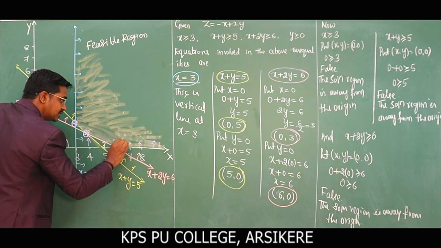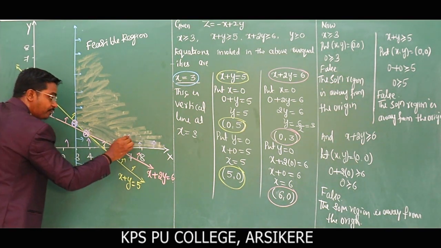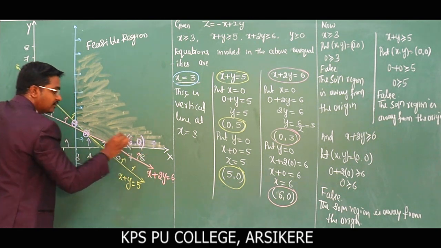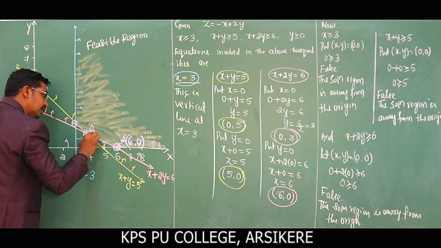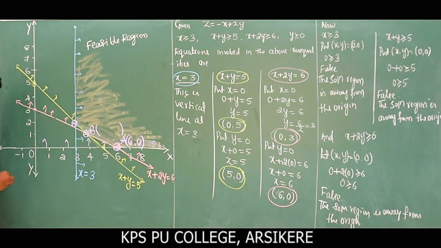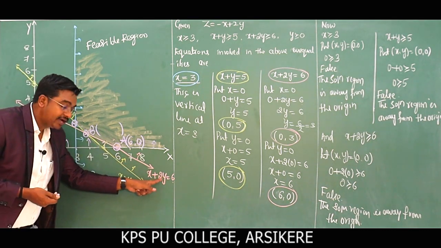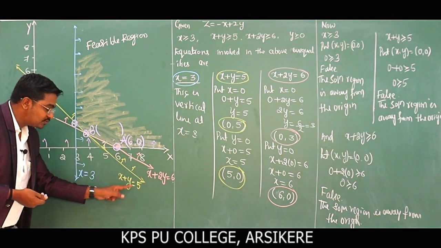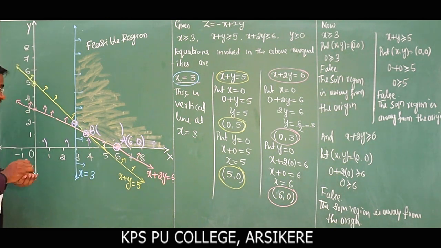First point I will write as A. What is the point A here? This is on the x-axis, so the point becomes (6, 0). Point A here is (6, 0). Then what is the point B? Here we need to find the point B. So point B is the point of intersection of these two lines. What are the lines here? X plus 2y is equal to 6 and x plus y is equal to 5. This is the point of intersection of these two lines. Solve these two equations, get the point of intersection.